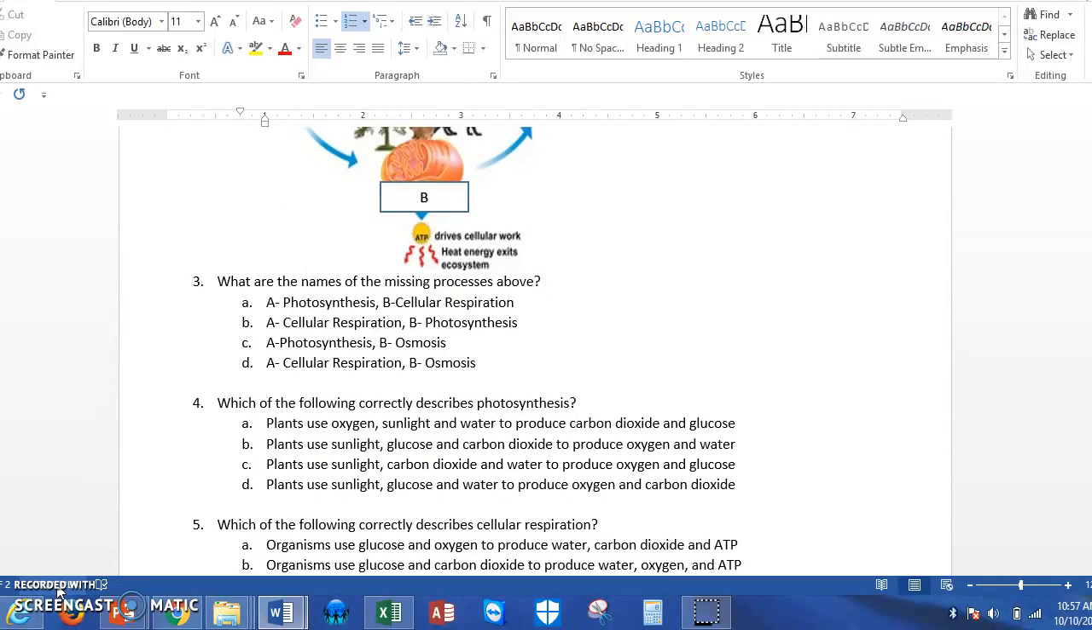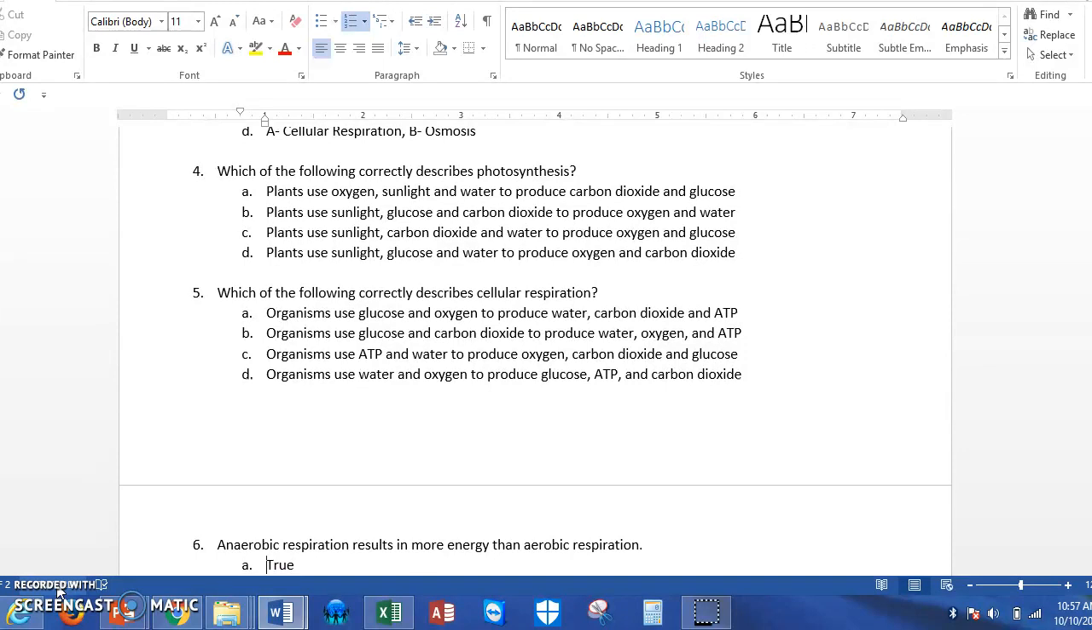Which of the following correctly describes photosynthesis? A. Plants use oxygen, sunlight, and water to produce carbon dioxide and glucose. B. Plants use sunlight, glucose, and carbon dioxide to produce oxygen and water. C. Plants use sunlight, carbon dioxide, and water to produce oxygen and glucose. Or D. Plants use sunlight, glucose, and water to produce oxygen and carbon dioxide.